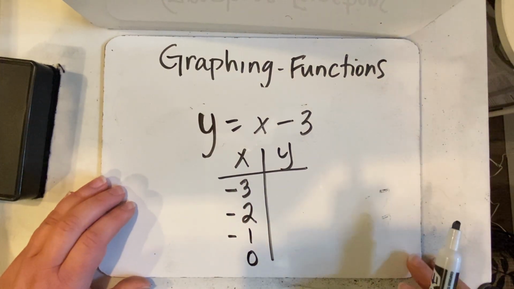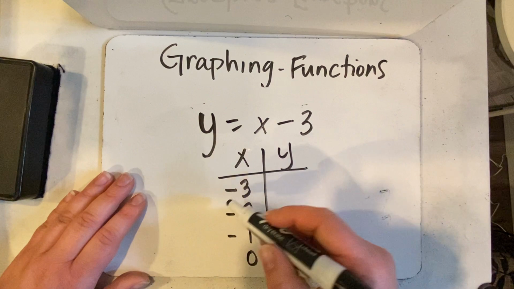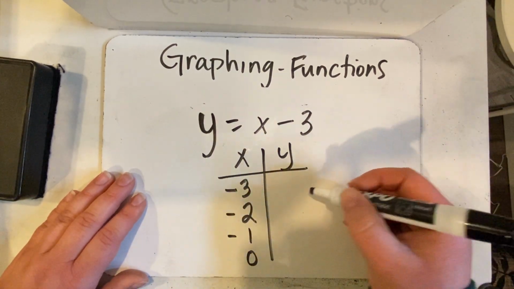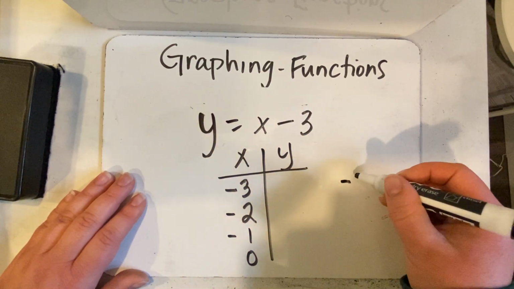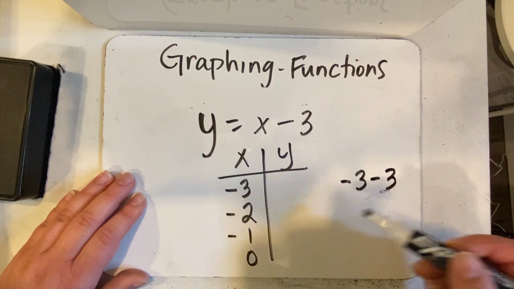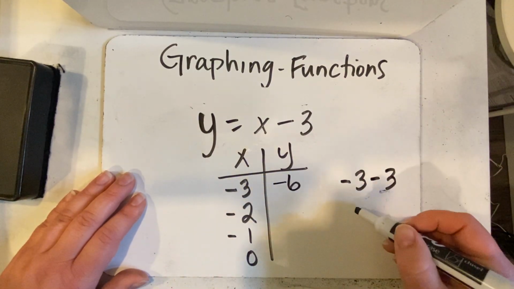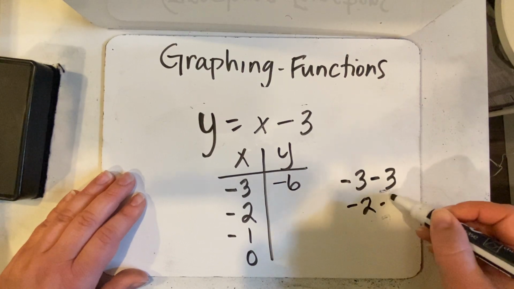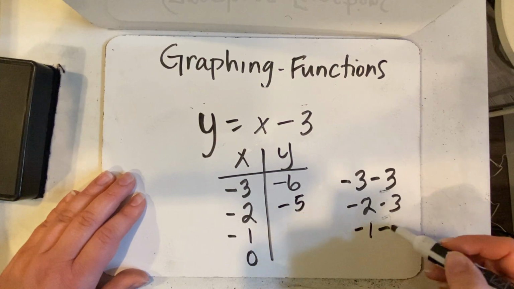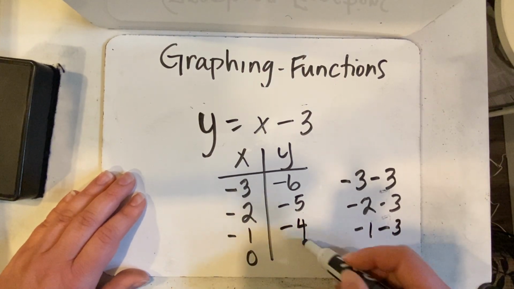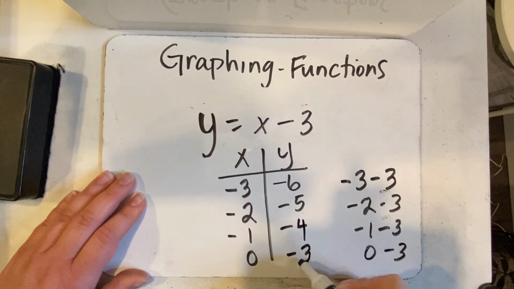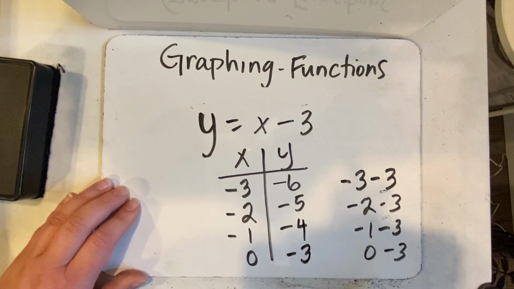So let's just try something totally different. And let's figure out our quadrants and our y values. So if I use substitution, the first one would be -3 in for my x, -3. I know with my subtracting that that is -6. Then I have -2 and -3, so it's -5. -1 subtract 3, -4, and then I have 0 subtract 3, which is -3. So now we have some different quadrants again.